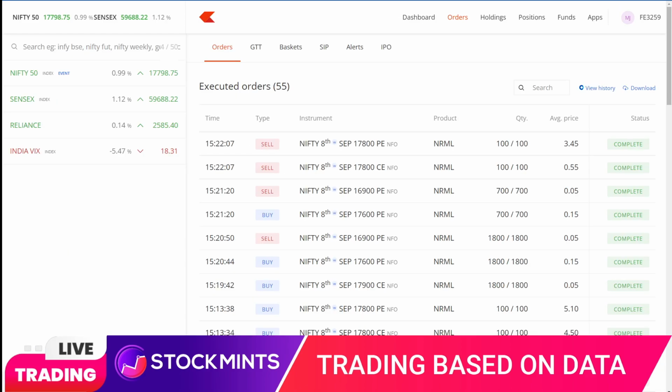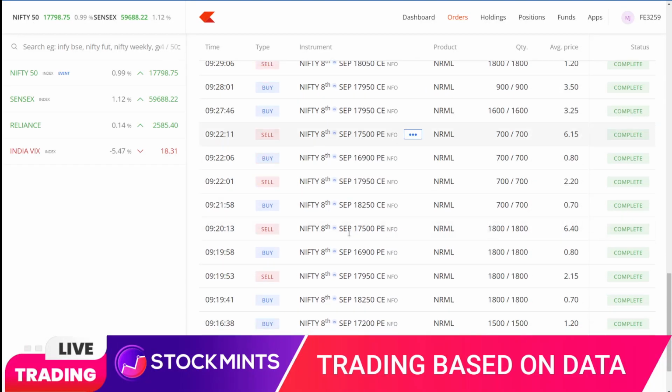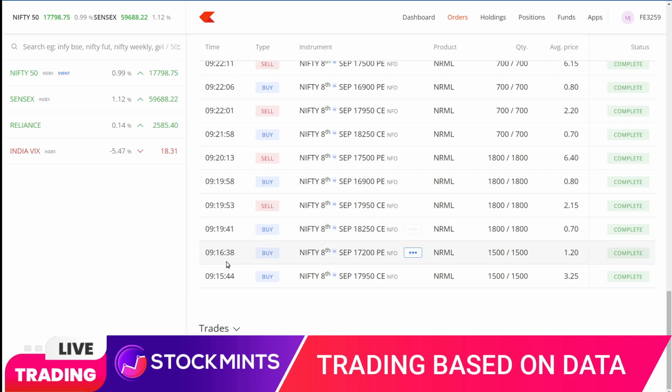So let me go to the Zerodha orders page and we look at the first couple of orders for the day. You notice we have two buy orders at the beginning. These are basically trades which I continued over from Wednesday. One of those is a 17,200 put option and another is a 17,950 call option.